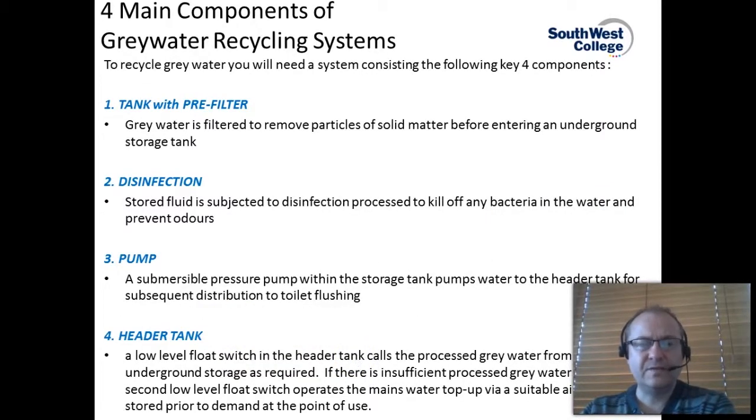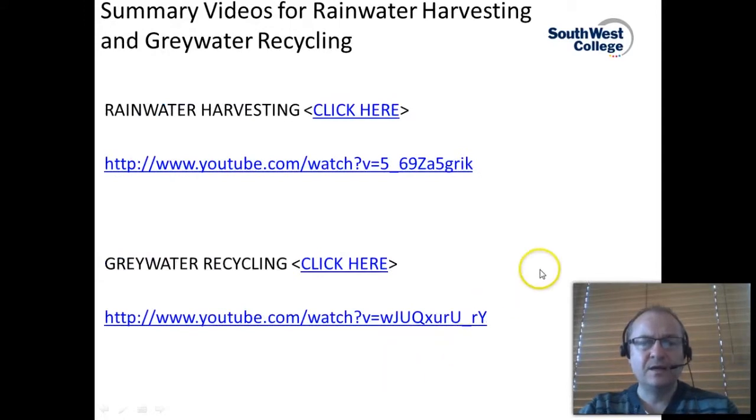Just to finish off, there are the 4 main components again of a grey water recycling system. Important points to note are these 4 main components, and most grey water recycling systems will have these 4 main components. Also, we have a couple of videos showing both rainwater harvesting and grey water recycling as they're applied in Germany.